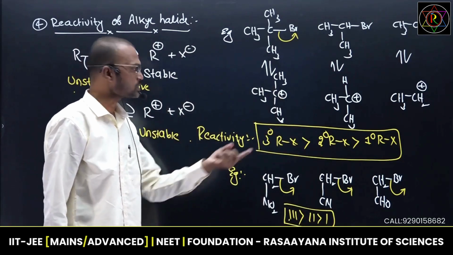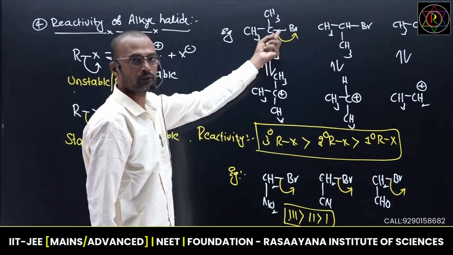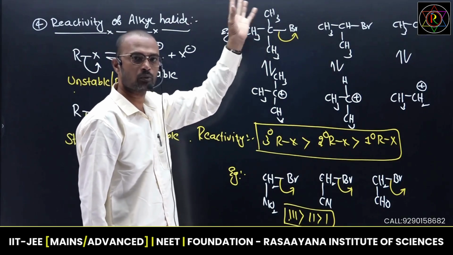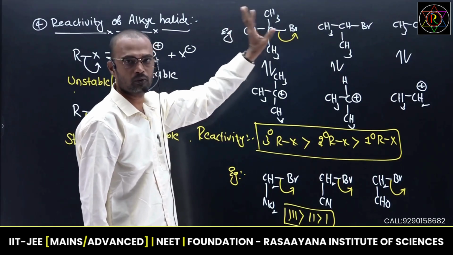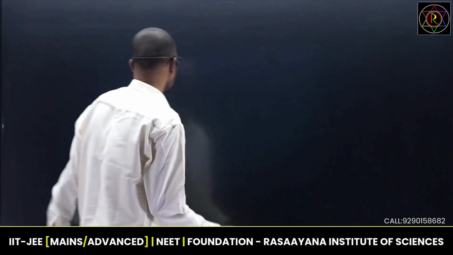Electron donating groups increase the stability of a cation. If electron donating groups are present, it is more reactive. So it is related to the primary, secondary, tertiary carbocation stability order only. Okay, so that is the fourth factor.